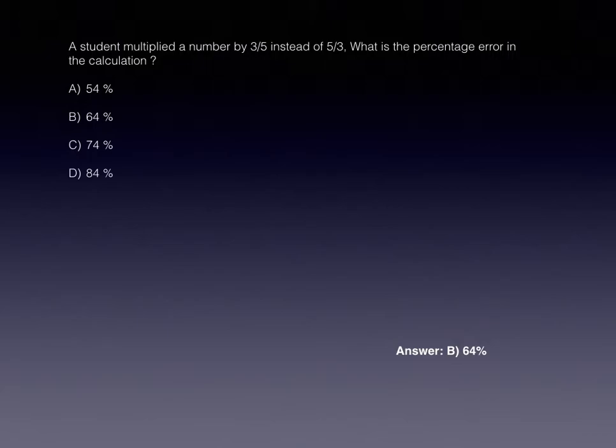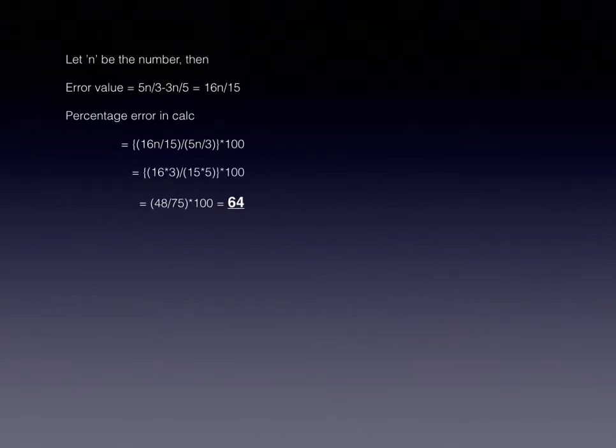A student multiplied a number by 3 by 5 instead of 5 by 3. What is the percentage error in the calculation? So let n be the number, then the error value will be, that is, he should have multiplied the number n by 5 by 3, but he multiplied it by 3 by 5. Therefore, the error value will be 5n by 3 minus 3n by 5, which is equal to 16n by 15.